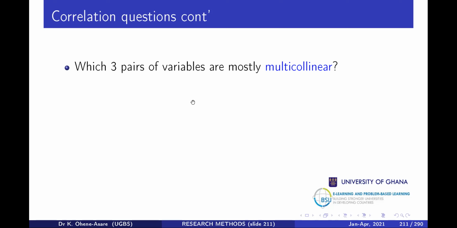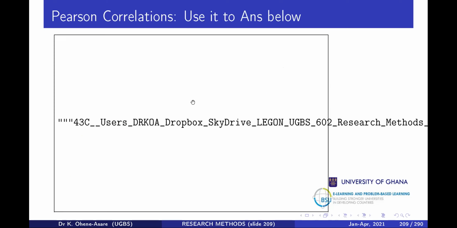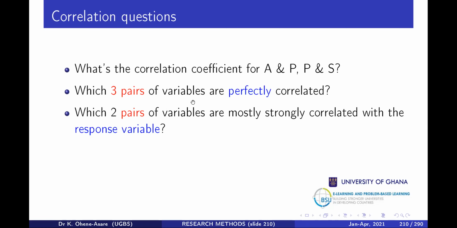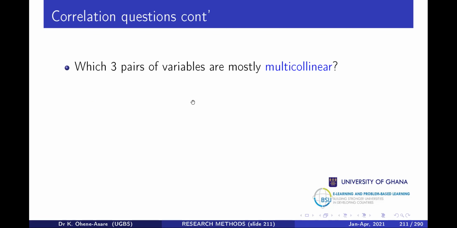variables. They've got to be independent variables. Let me tell you why it's important. The independent variables are always claiming that they will affect the dependent variable. So, which three pairs are most highly multicollinear? Anytime I mention pairs, you know what I mean. The dependent variable column will not be part of it, because it's not an independent variable. So every number there is irrelevant.